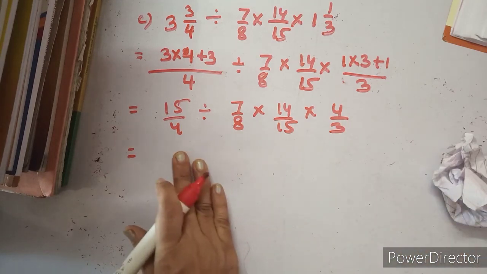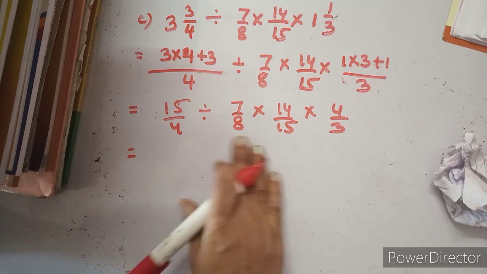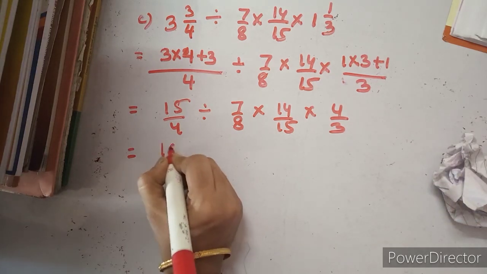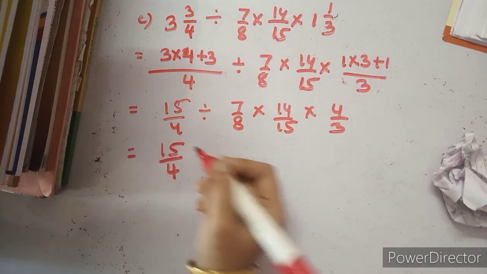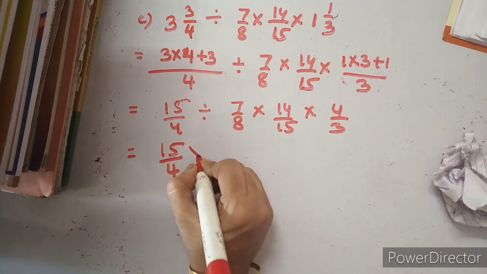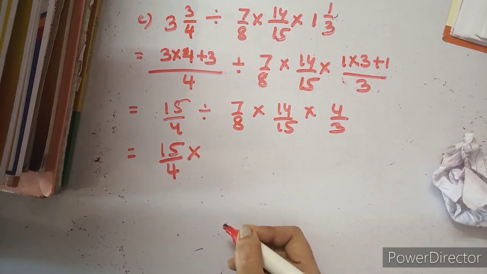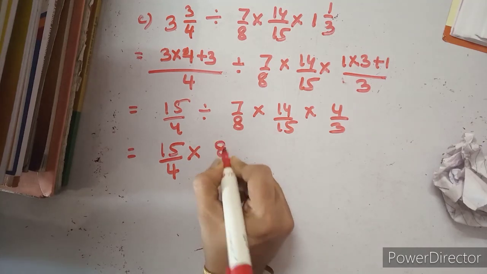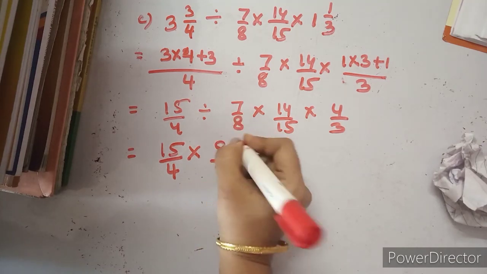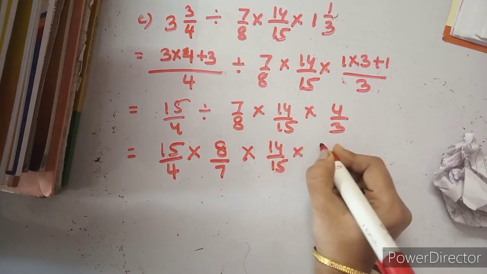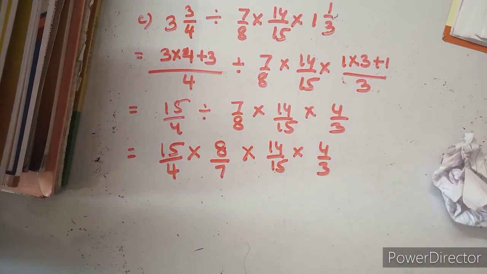So if you go like this, that is first you need to go for the division sign. So here what you should do is, you need to write 15 upon 4, then instead of division you need to just change the sign to multiplication, and the immediate fractional number should be reciprocaled. So see, I have reciprocaled this one, and the next numbers you keep exactly the same as it was.